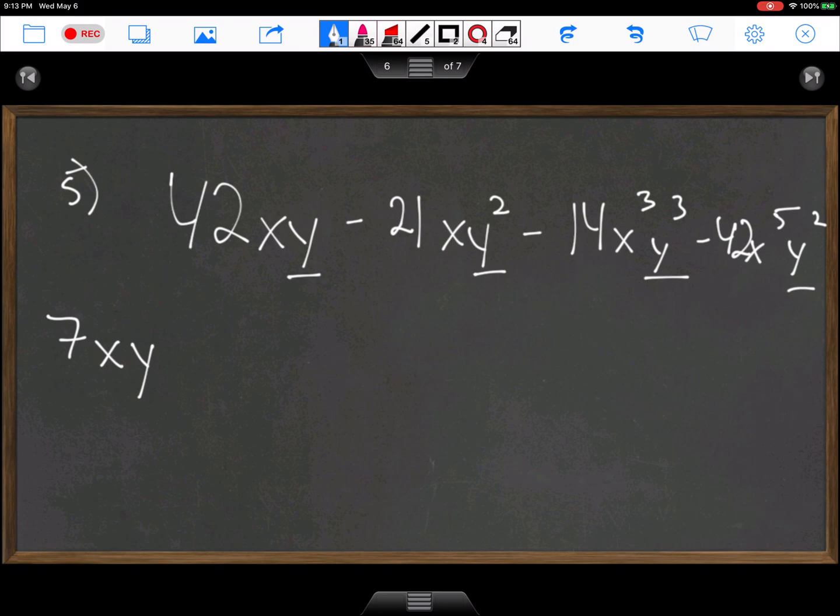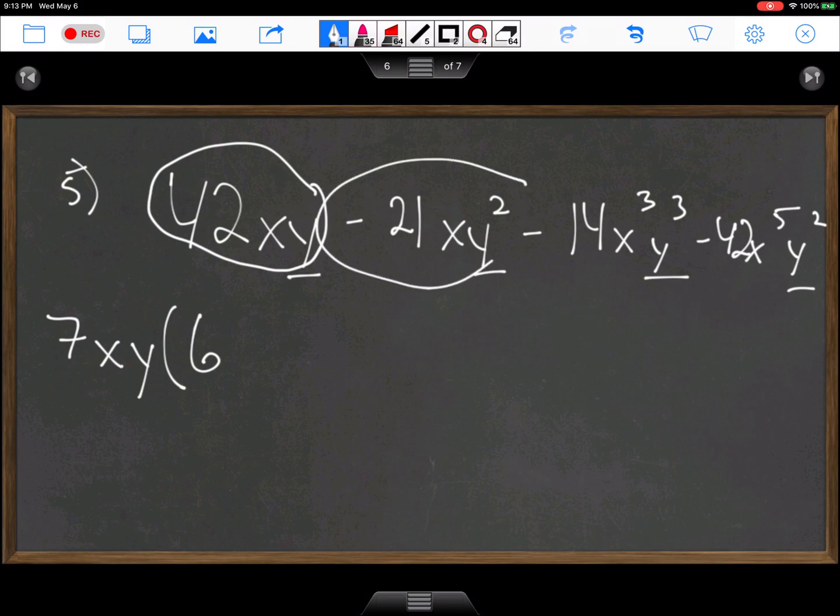So that's what we're going to do. We're dividing out a 7xy. I'm looking at this first term here. If I divide by 7, I get 6. X divided by x is 1. Y divided by y is 1. So that's just 6. Looking at my second term, I get a negative 3. X divided by x is 1. And y squared divided by y is y.